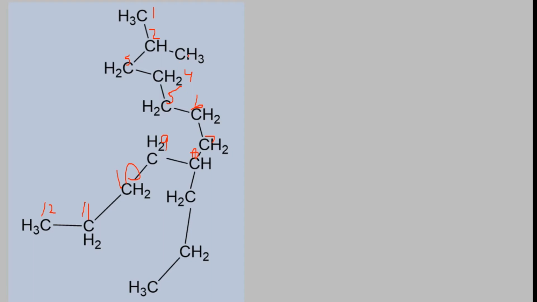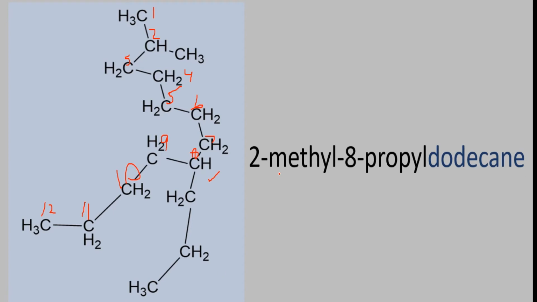And at the second position there is a methyl group, and at the 8th position a propyl group is present, right? So its name will be 2-methyl, right? At the 2 position there is a methyl group, and at the 8 position the propyl group. So 2-methyl 8-propyl dodecane.